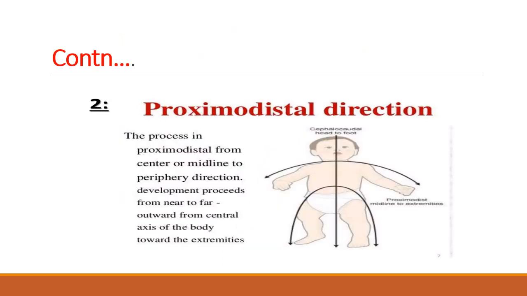Next one is proximo-distal direction. What is that? Proximal means midline to extremities, near to far. Growth takes place from the near to the far region, from the center or midline to the periphery. Development proceeds from near to far, outward from the central axis of the body towards the extremities. That is simply proximo-distal direction.